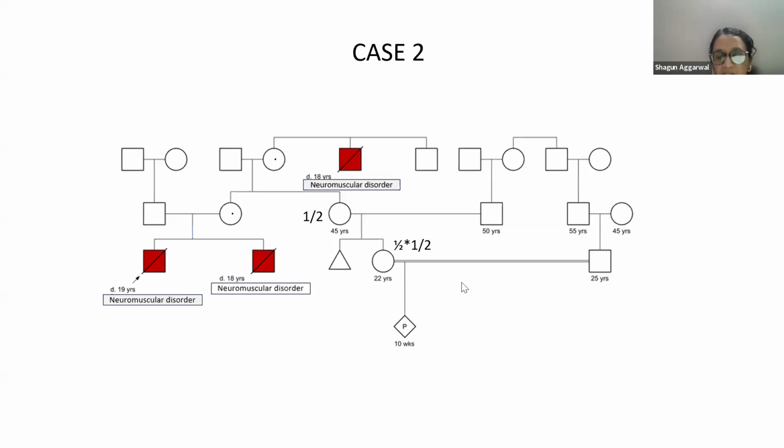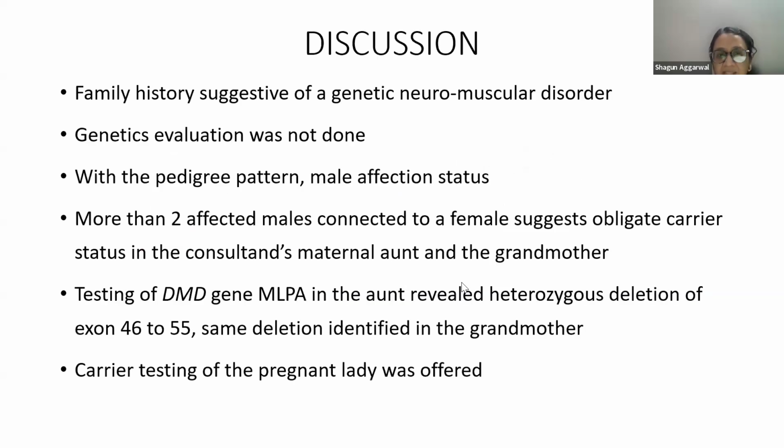So this much information now we have, and this seems to be a significant risk. So now what do we do next? Yes, Dr. Rupa. Yes, ma'am.